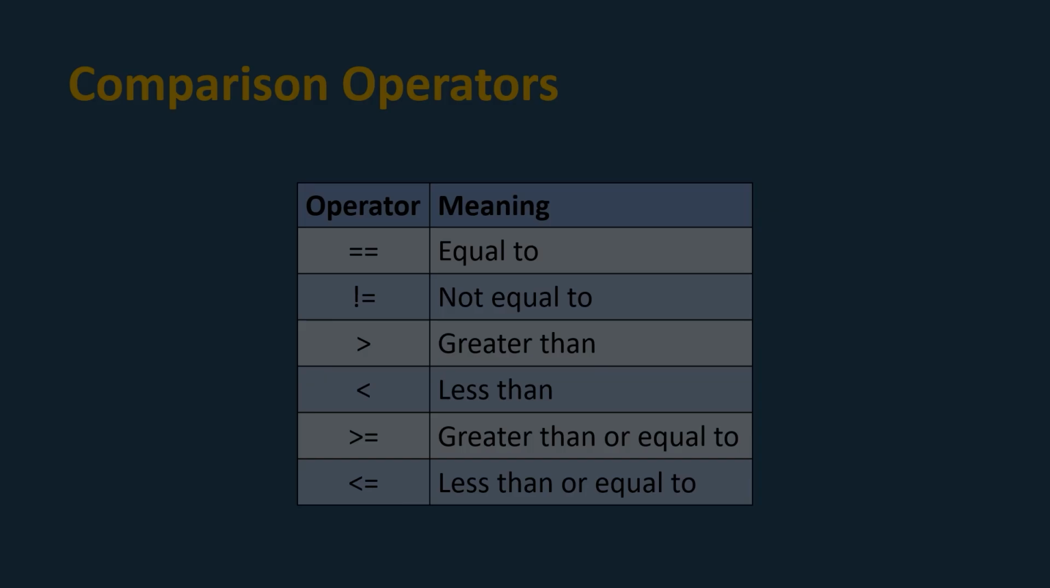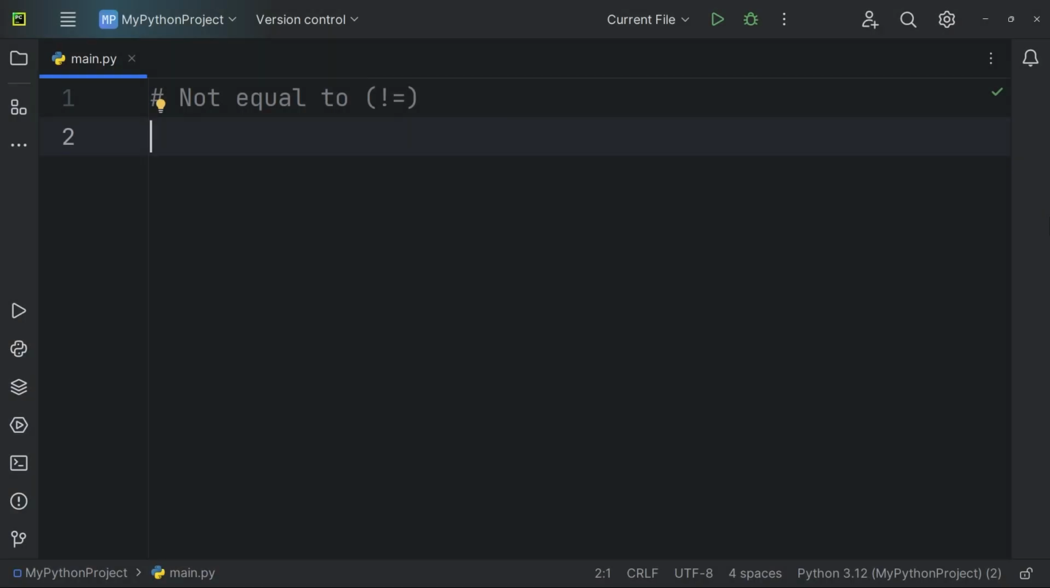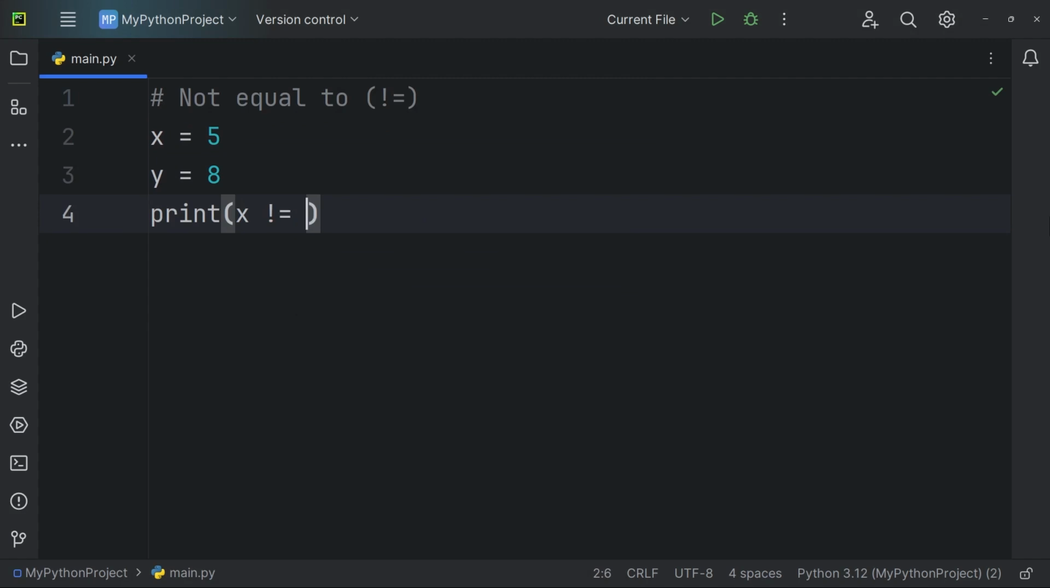Not equal to. This is shown by using the exclamation mark and equal sign operator. It returns true if the operands on both sides are not equal. As an illustration, x equals 5, y equals 8. Print x not equal to y.